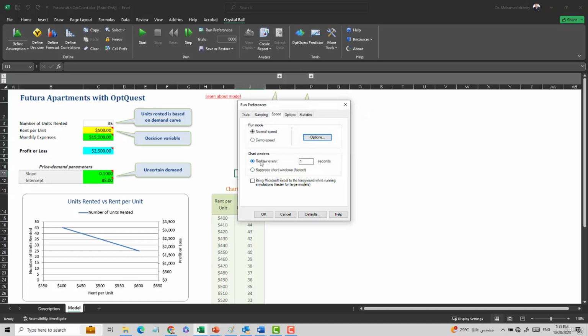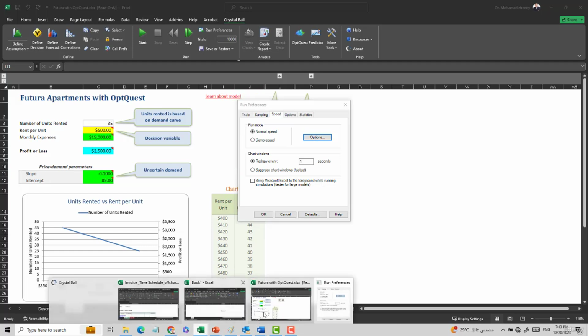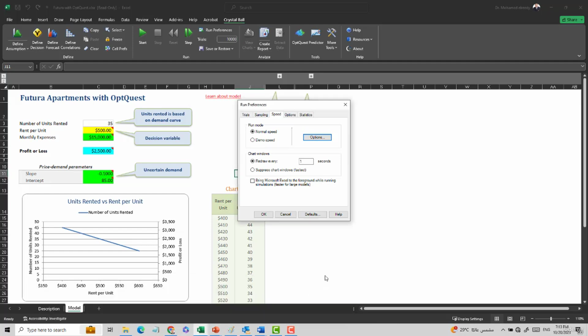Another one, chart window. It also updates through the chart window every 1 second and so on, and I think it is very important. Bring Microsoft Excel to the foreground. If we have it, we can see it, or just sheet 1 for Microsoft, just to save the RAM. If you have a small RAM, or the RAM is very limited, you can do something like this.